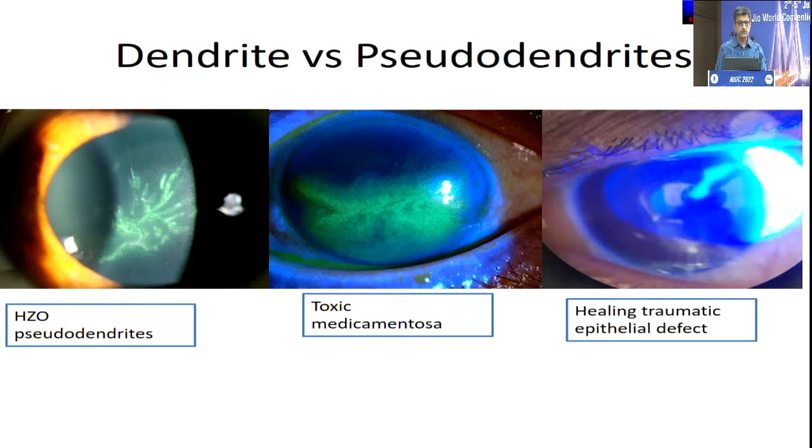So how do we differentiate a dendrite from other non-HSV causes of pseudodendrites? This is one example of HZO or herpes zoster pseudodendrites, where we see the dendrites are very shallow, very thin, and there are no terminal bulbs. So that is an important thing. Other conditions which can lead to dendritiform lesions could be toxic medicamentosa, where a lot of medications can cause an ocular surface irregularity. Also, at times, epithelial defects, when they are healing, can take the shape of a dendrite.